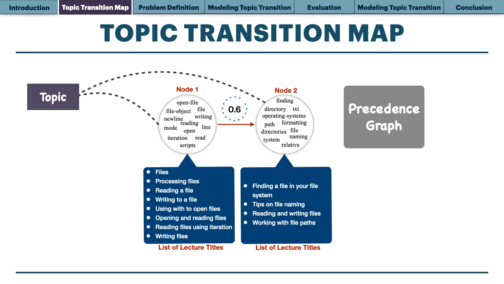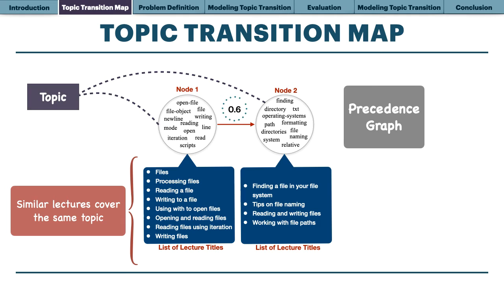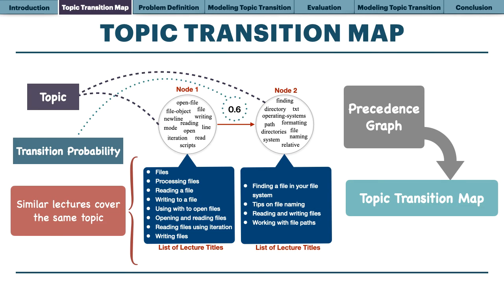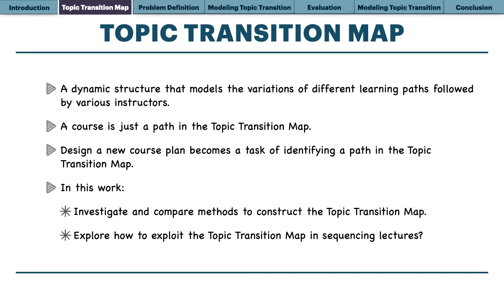In this work, we assume each cluster forms a topic, and a topic is a set of concepts. And hence, similar lectures cover the same topic. The strength score of the precedence relation can capture how likely instructors transit from one topic to another. Therefore, in this work, we generalize the notion of the precedence graph and introduce the topic transition map. Since the topic transition map models the variations of different learning paths followed by different courses, a course is just a path in the topic transition map.